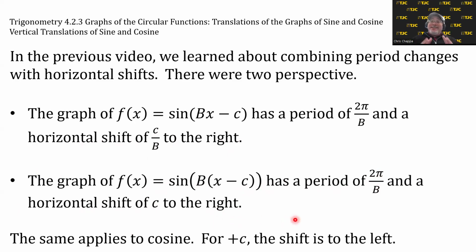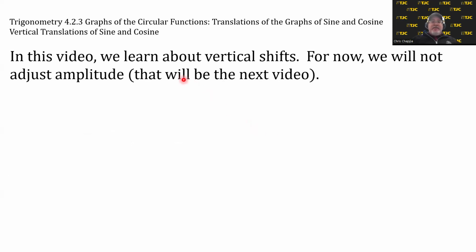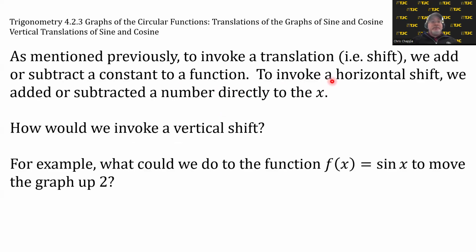The consistent thing was the horizontal shift is represented by the number being subtracted directly from the x, and so if the x has a coefficient, such as in the first perspective, you can factor that coefficient out. In this video, we learn about vertical shifts. For now, we will not adjust amplitude. That will be in the next video.